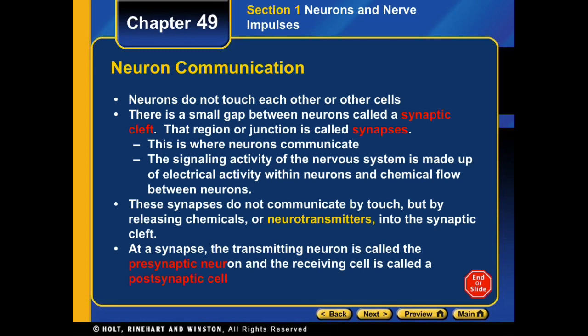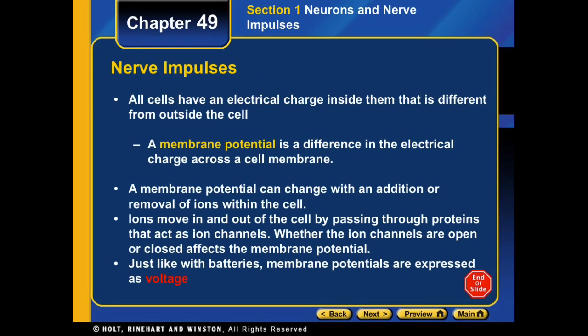At the synaptic cleft, or in the synapse region, the neuron that has the impulse is called the presynaptic neuron, and the neuron that is next, or the receiving neuron or cell, is called the postsynaptic neuron, or the postsynaptic cell.